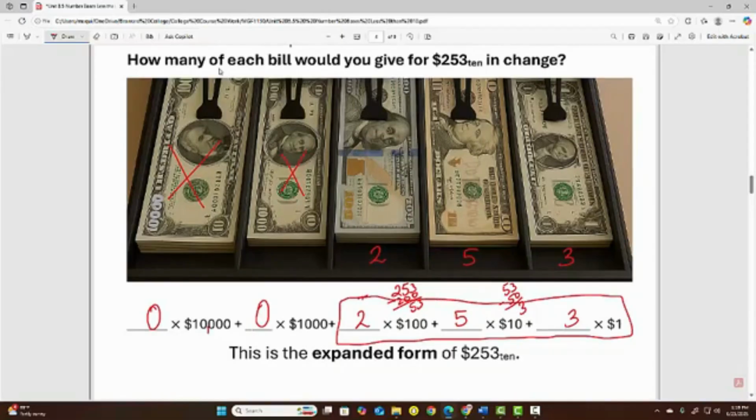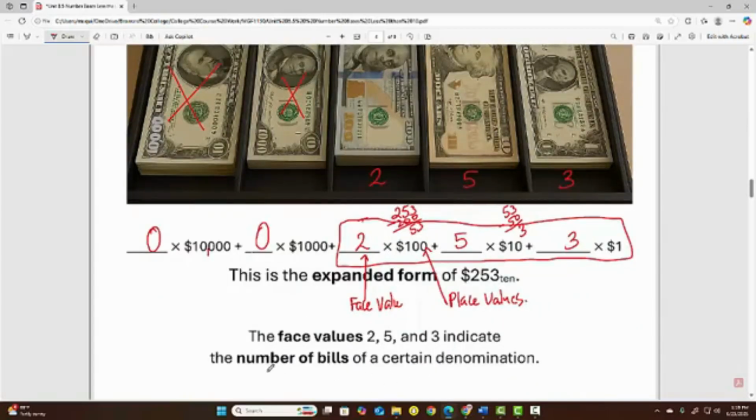And the two different types of numbers that we see here are what we call the face value, the 2, the 5, and the 3, and then the place values, which in our number system are all powers of 10s. So the face values indicate the number of bills of a certain denomination. For example, the face value 2 means we have 2 $100 bills. The face value 5 means we have 5 $10 bills. And the face value 3 means we have 3 $1 bills.